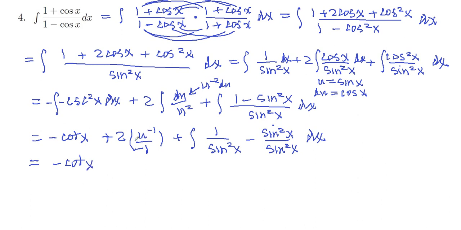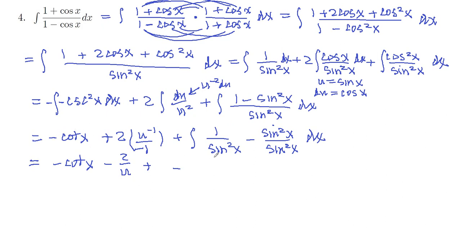And then this is the same as negative 1 over u. So this negative 1, let's pull that out in front. And then 1 over u times 2, so negative 2 over u plus, and then this is cosecant squared again. So it's just like what we had up here. And we know that antiderivative is negative cotangent.